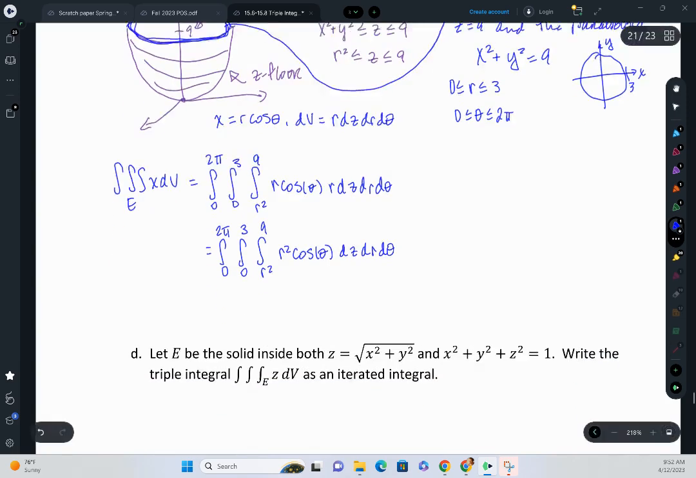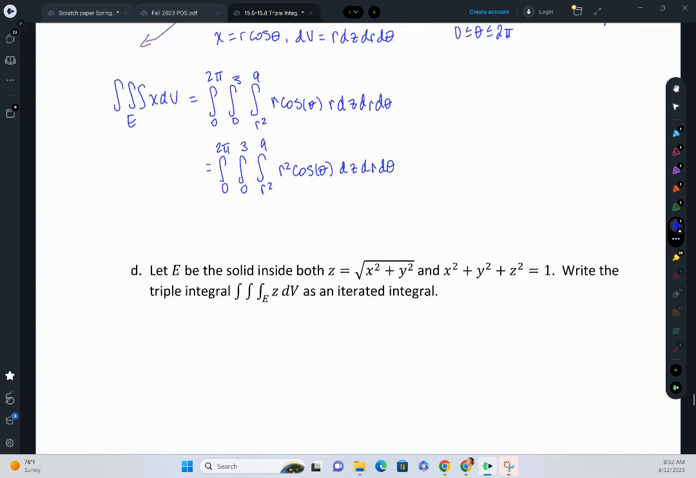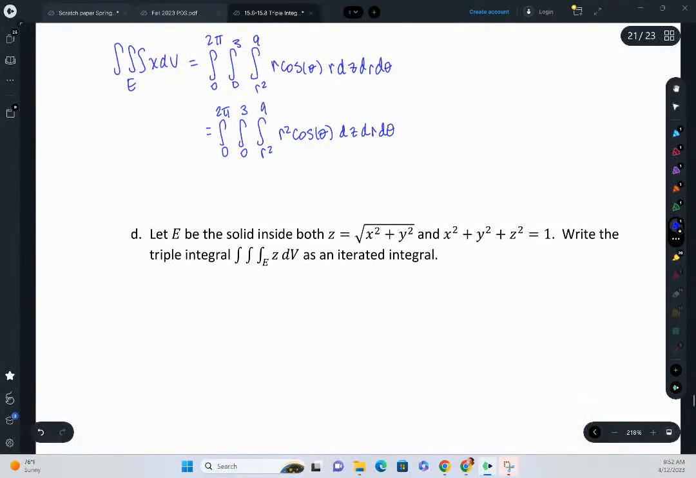Awesome. All right, one more of these where we have to decide which one we want to use. So here we're going to let E be the solid inside both z equals the square root of x squared plus y squared and x squared plus y squared plus z squared equals 1. We're going to write a triple integral of z dV as an iterated integral.